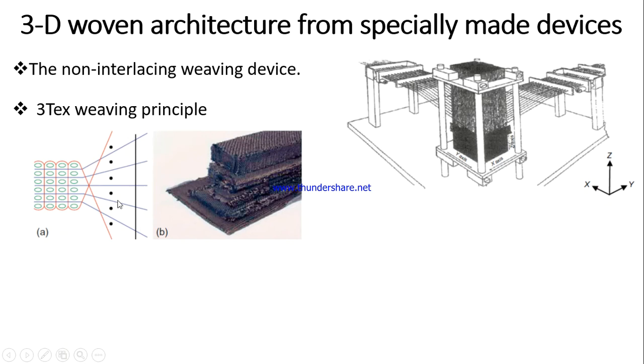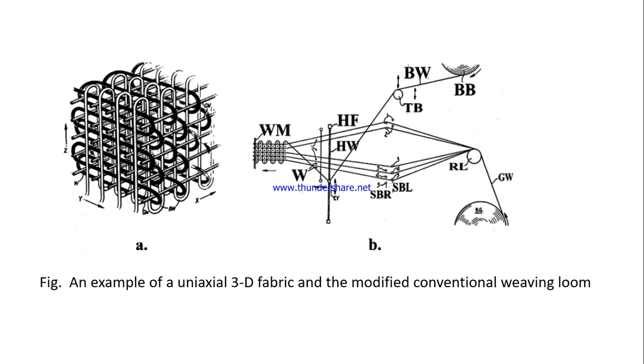Or in the 3-tex weaving principle, 1, 2, 3, 4, 5, 6 weft yarns are inserted simultaneously, and the binder yarn, the red color yarn, will actually bind all those yarns together before the beat-up operation. So in this way, this type of 3D woven architecture can be produced by the 3-tex weaving principle. So this is an example of uniaxial 3D woven fabric and the modified conventional weaving loom.